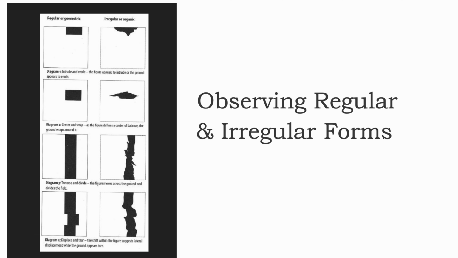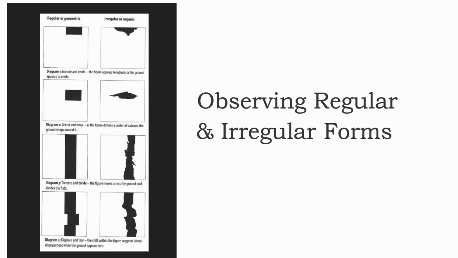So let's move forward. We're going to take a look at observing regular and irregular forms. Here on the left, we have some very simple sketches of regular or geometric and irregular or organic shapes within a space. Diagram 1 is the two top sketches. We have intrude and erode. The figure appears to be intruding on the ground and appears to be eroding the ground of the space.